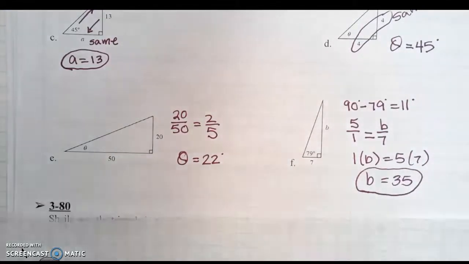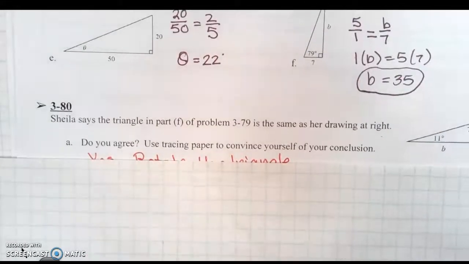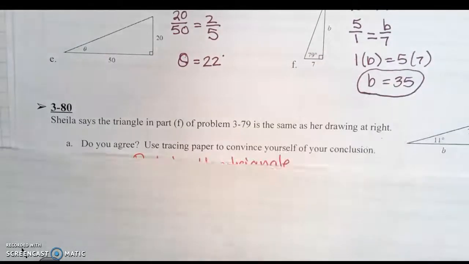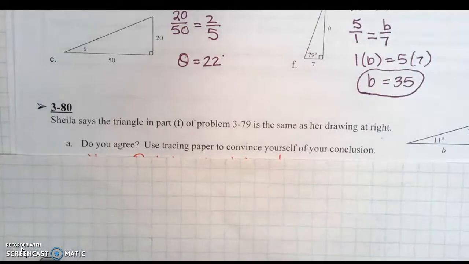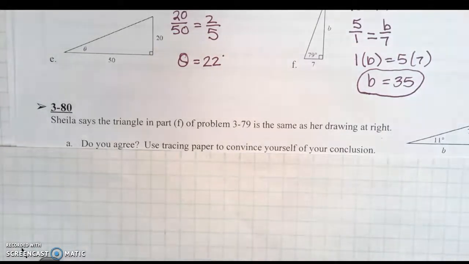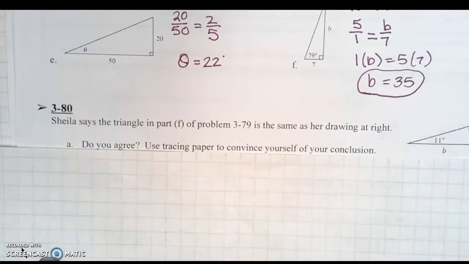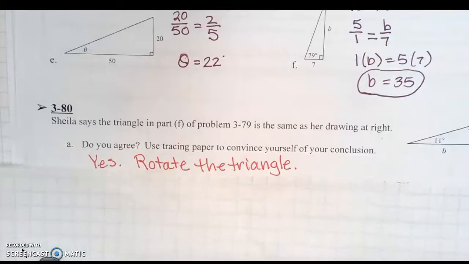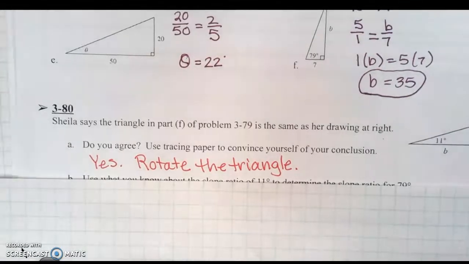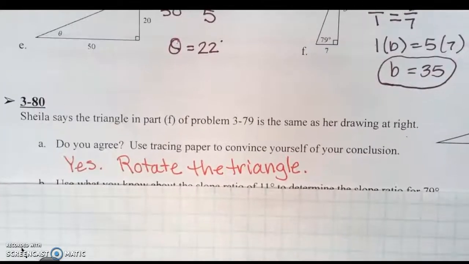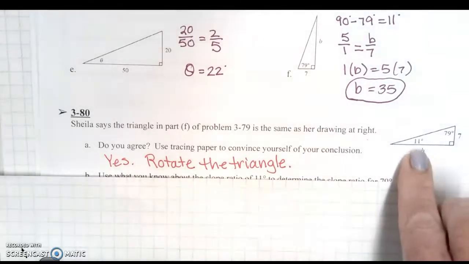All right, awesome. Question 80 says, Sheila says the triangle in part F of problem 379 is the same as her drawing at right. Do you agree that this problem is the same as it is at right? Yes. It's going to be the same. All you have to do is rotate that triangle. Let me shrink it just a tad. Wrong way. There it is. Okay. Rotate it or redraw it.